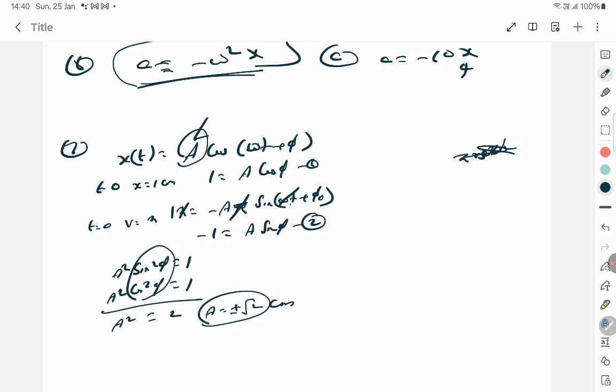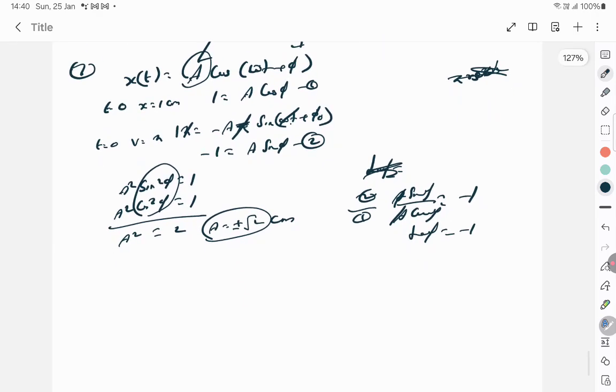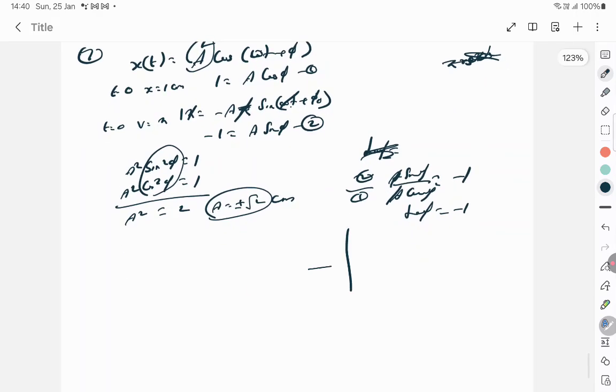Root 2 centimeter. Next you want to find the phase: tan phi is equal to b by a. You can divide 1 and 2 to get tan phi: you get a sine phi by a cos phi is equal to minus 1. Tan phi is equal to minus 1. This shows that, where will tan be negative? All Silver Tea Cups teaches children: in the second and the fourth quadrant.